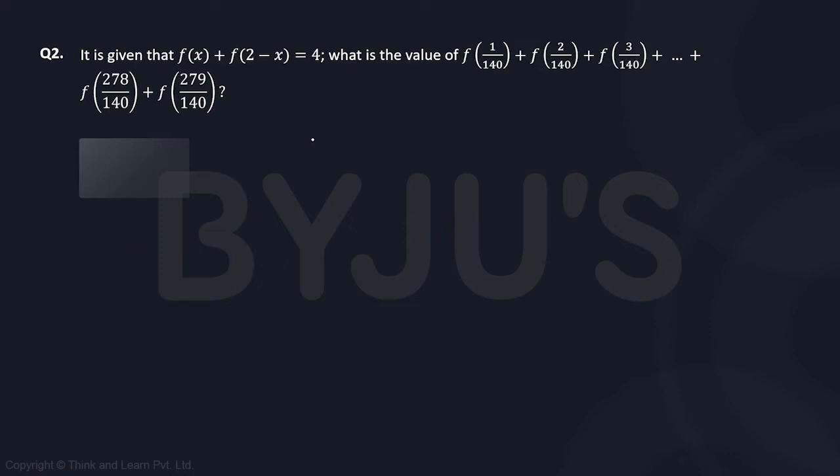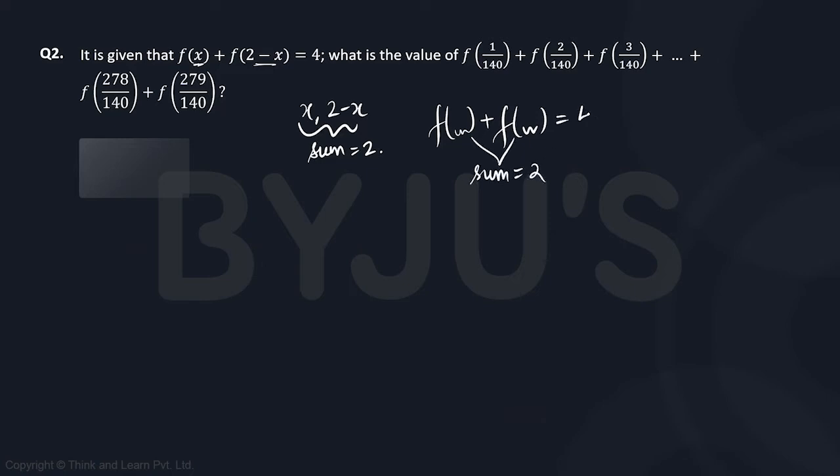So there are a couple of things to concentrate on. The one is, if you look at what values we have within the brackets, we have x and 2 - x. So the sum of these two things, x and 2 - x, if you add them, is going to be 2. That means if you have something written within one function and something else written in the other function, such that the sum of these two numbers is 2, then the sum of the functions is going to be 4.